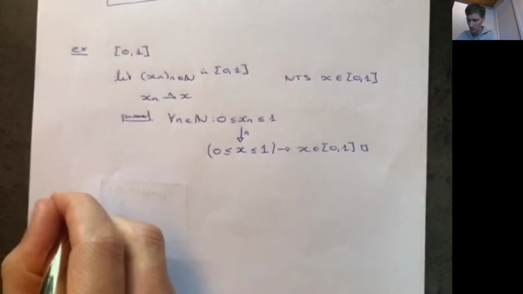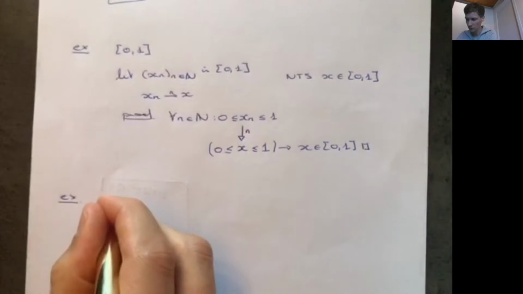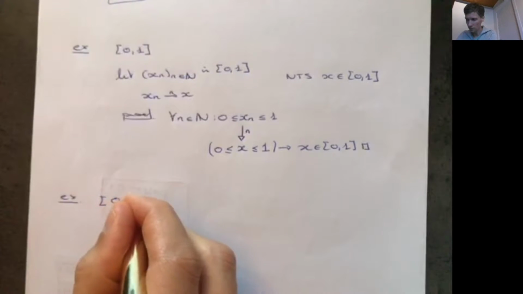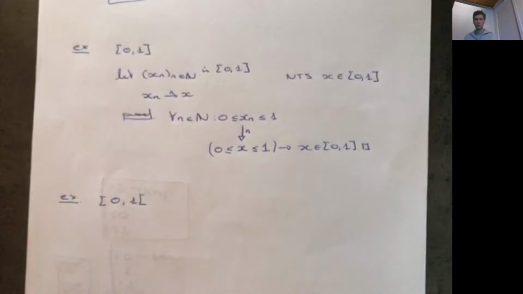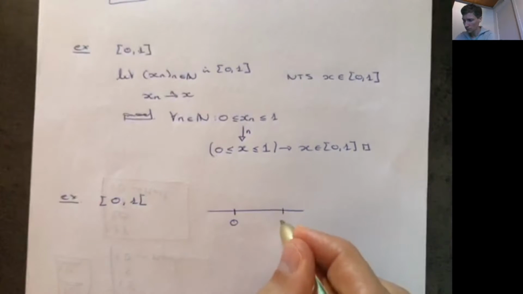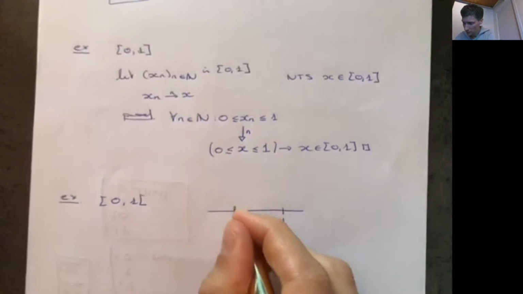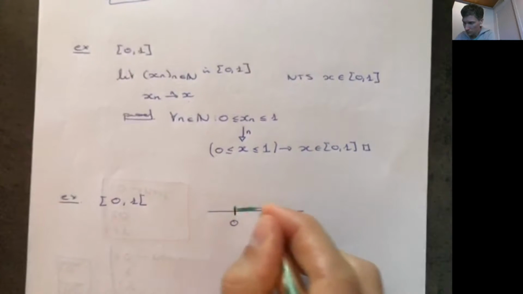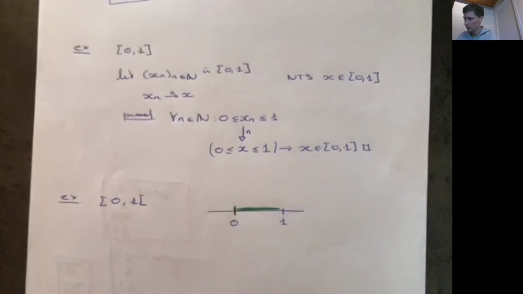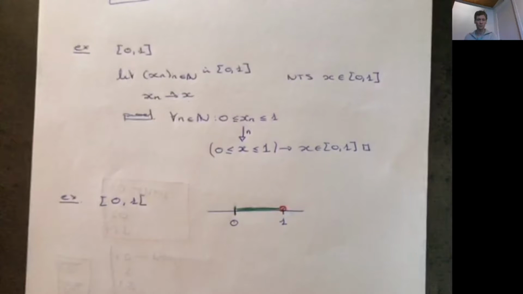Now let me give a second example of a set that is not closed. Let's take the interval [0, 1), not including 1. So this is the line segment from 0 to 1. Here we have everything including 0, this entire thing, except for the point 1 itself. So 1 is not included.